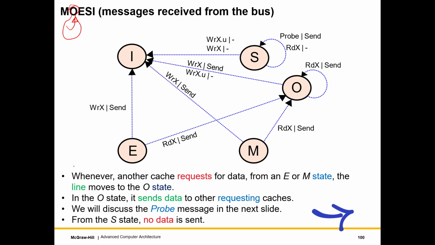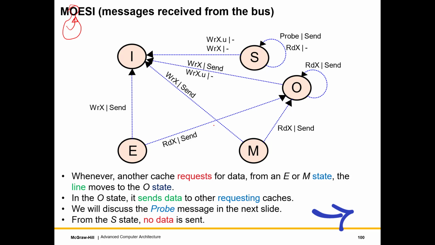In this case, we talk about the events from the bus first, messages received from the bus first, the transitions due to them, and then we talk about events. We talk about the read, write, and evict events, right? So the order is reversed, and it's important because it's easier to understand if we present it this way.